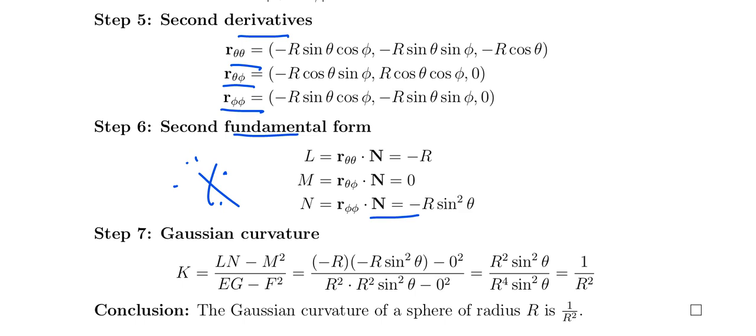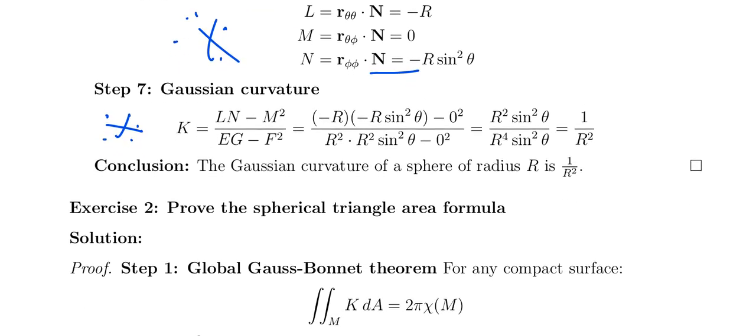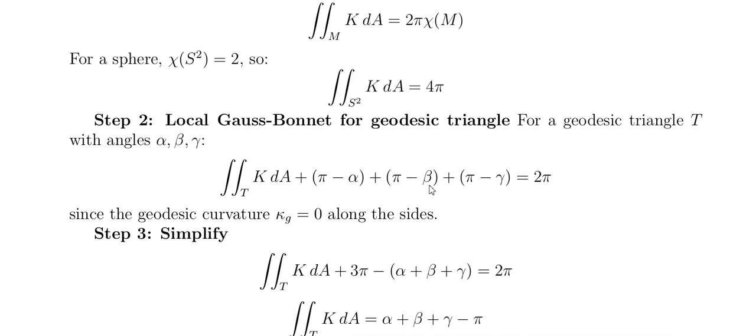So what is the Gaussian curvature? That is LN minus M square divided by EG minus F square, which is called the Gaussian curvature. Okay, the Gaussian curvature of the sphere of radius r is 1 by r square. This is the proof. Okay, the spherical triangle formula, that is the global Gauss-Bonnet theorem. So a simple example.